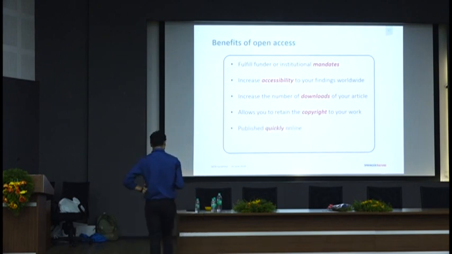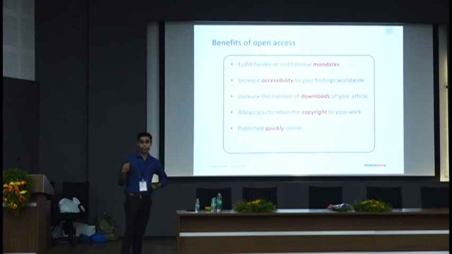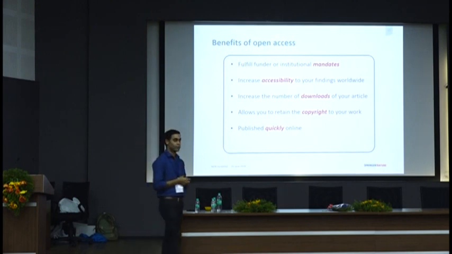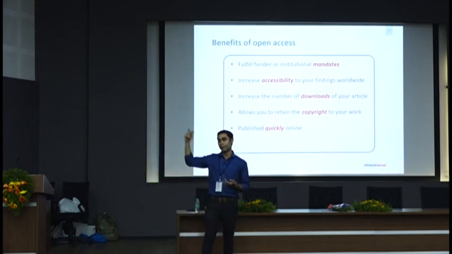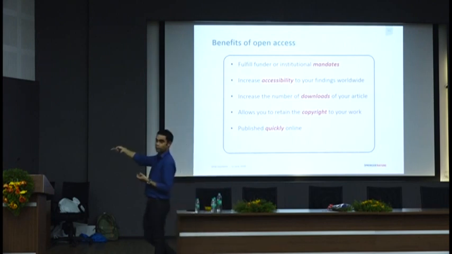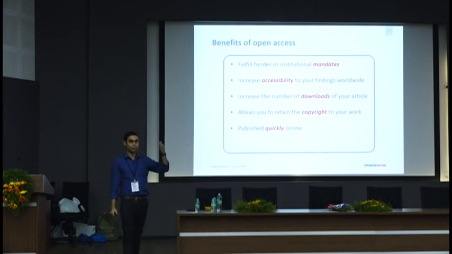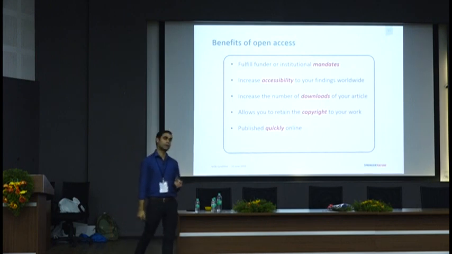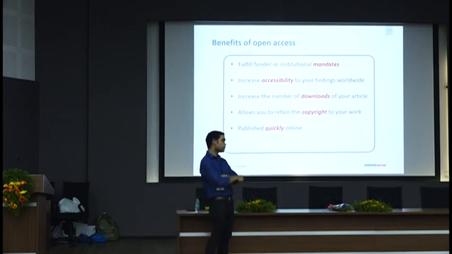And of course, the next one is a short publication time, for obvious reasons, because open access journals are online-only journals. They don't have print, so they don't have to wait for the next issue or the next volume to come out. As soon as it's accepted, the time from acceptance to publication is much shorter compared to regular subscription-based journals.